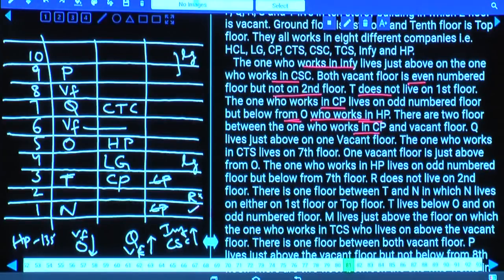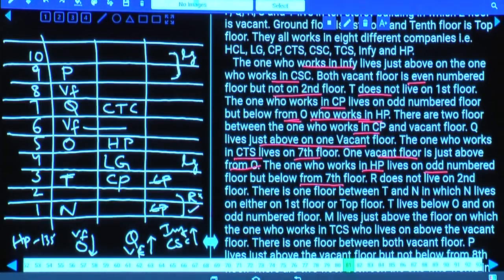Now, sir, Infosys and CSC, where can we fix these two? Again, either 10 and 9 or 1 and 2; these two remain intact. And Q lives just above one vacant floor. The one who works in CTS lives on the 7th floor. One vacant floor is just above O. The one who works in HP lives on an odd number floor but below the 7th floor. It could be either the 5th floor or the 3rd floor. HP is already on the 5th floor, isn't it?